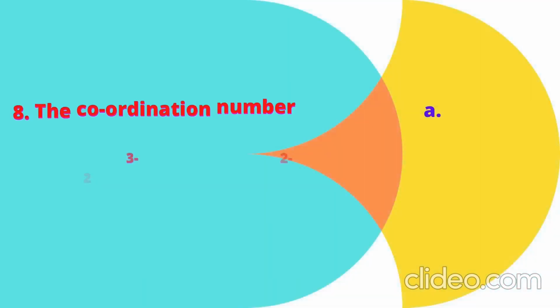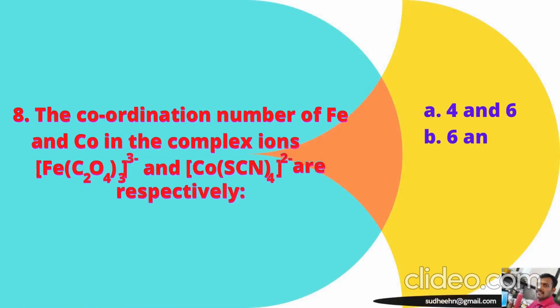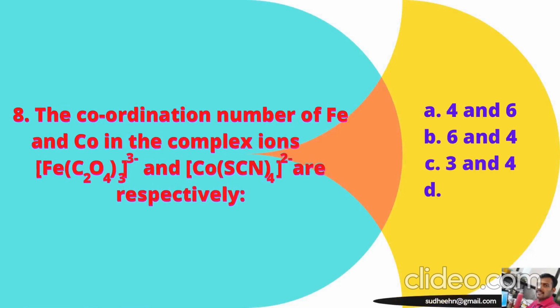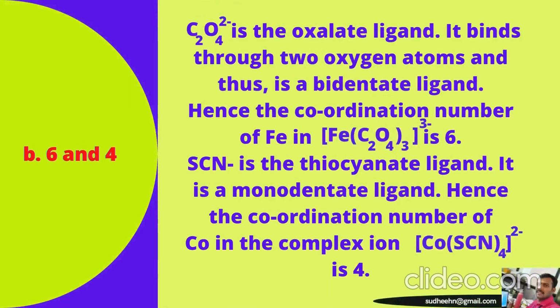Next, the question number is 8. The coordination number of iron and cobalt in the complex ions given, that is trioxalate ferrate and cobalt tetrathiocyanate. The options are option A 4 and 6, option B 6 and 4, option C 3 and 4, and option D 6 and 8. And the right answer is option B, that is 6 and 4.